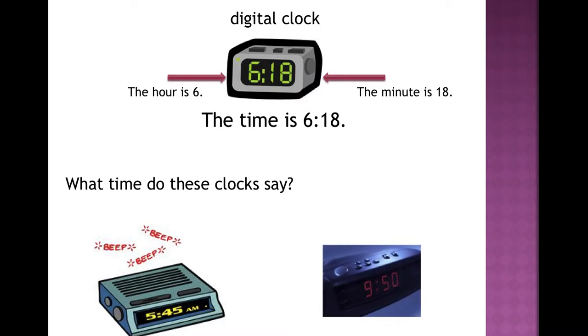Here's some other clocks. Remember, the hour is first, and then the minutes come next. So we have 5:45 here, a.m., which means morning. Over here, we have 9:50. Hours first, minutes are second.